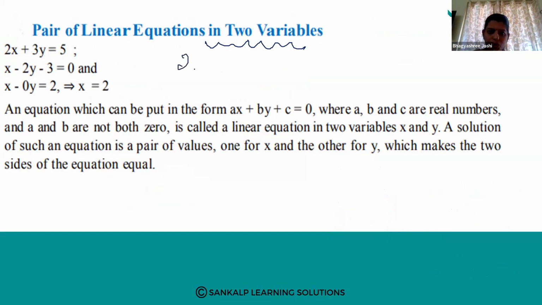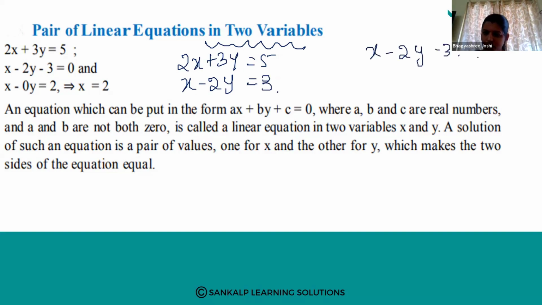So now, here 2x plus 3y is equal to 5. x minus 2y, if you transfer minus 3 to this side, it will be plus 3. Or it may be like this also: x minus 2y minus 3 is equal to 0. This is also one equation. See how many variables we are using: x and y. Two variables we are using, right? That means this is a linear equation because the highest power is 1 here. So a linear equation with two variables.